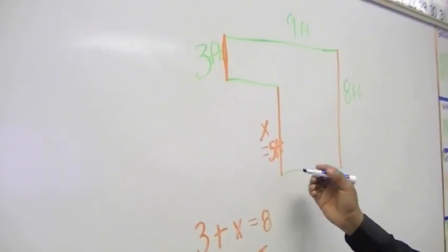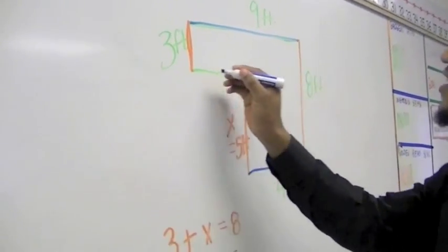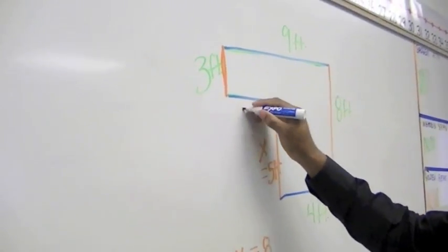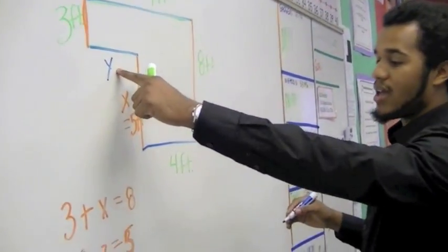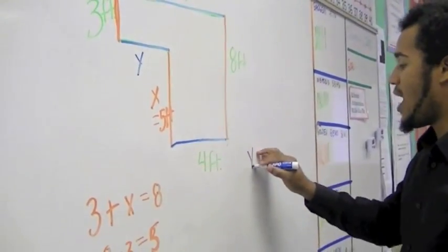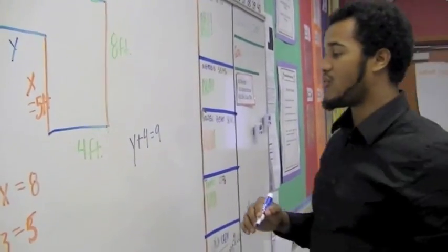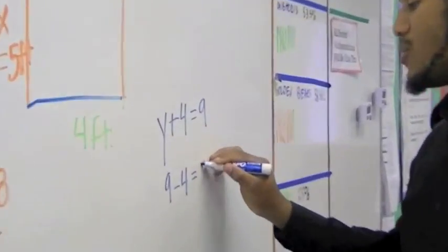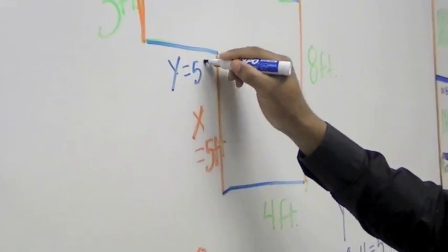Now for horizontal. We have a horizontal line here, here, and here. And now you can see that this side right here is missing. So this is our mystery Y. Okay? So now we have Y plus 4 has to equal 9. But we need to find out what the mystery Y is. So Y plus 4 equals 9. We know we can use our fact family here to figure out what Y is. 9 minus 4 equals 5. Therefore, Y here is 5 feet.